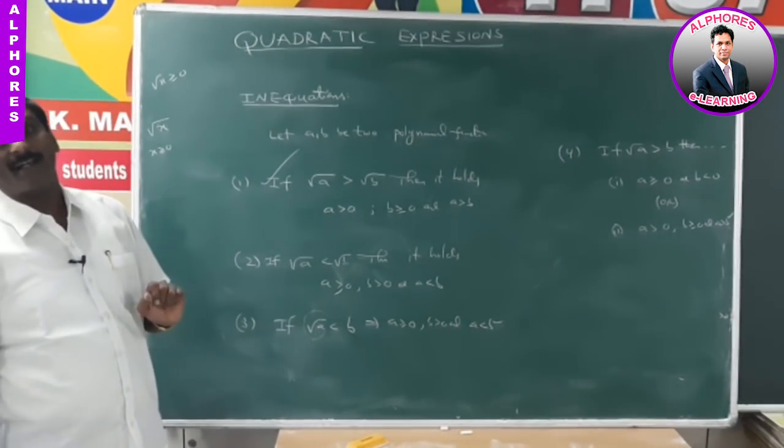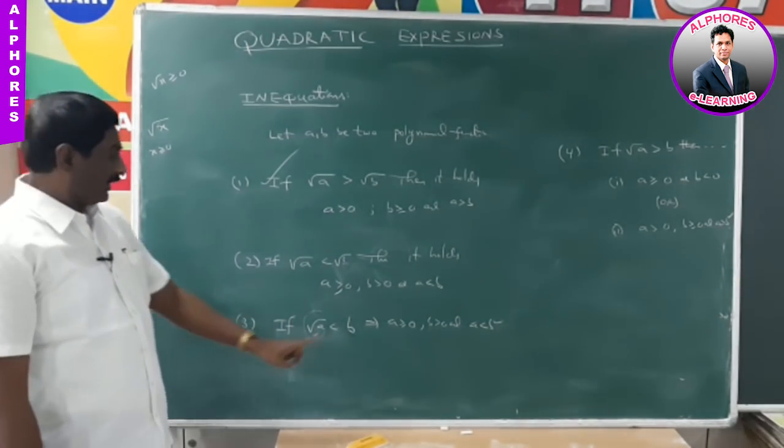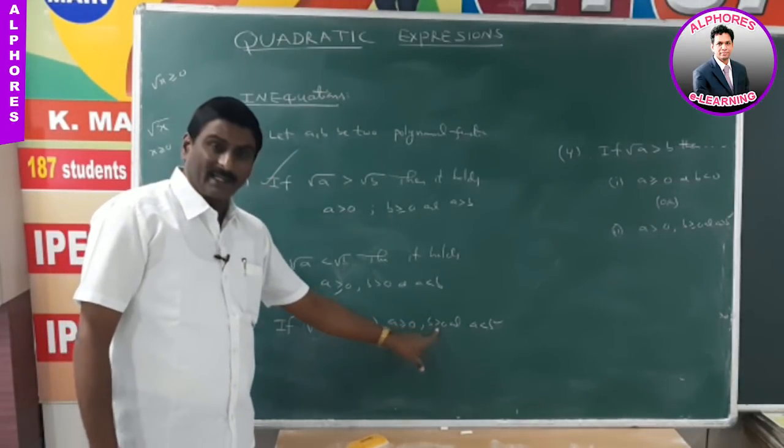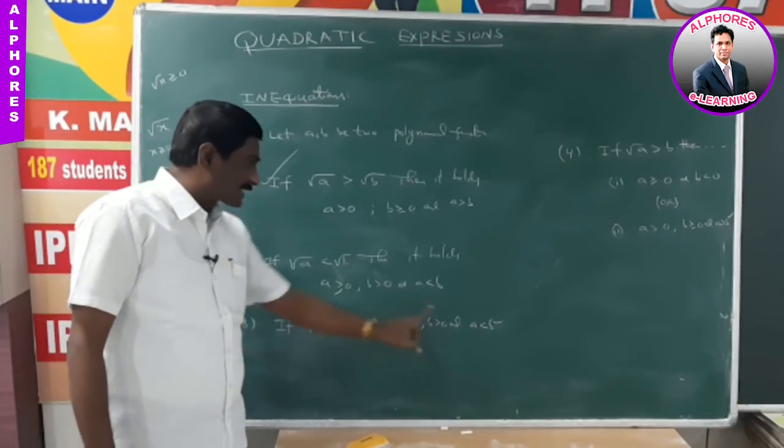Root A is defined when A greater than or equal to 0. So A greater than or equal to 0, B is more than A, that means B greater than 0. After squaring on both sides, we get A less than B square.